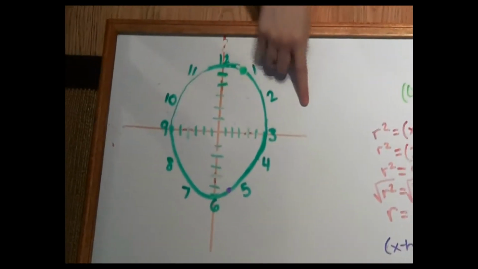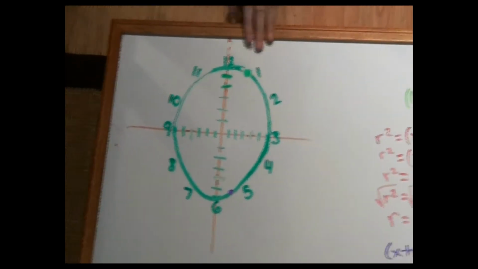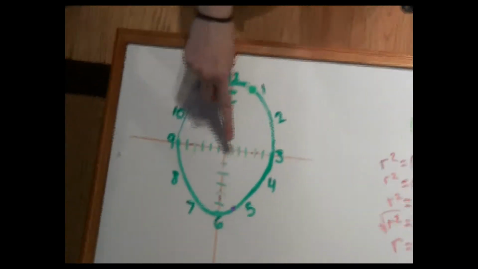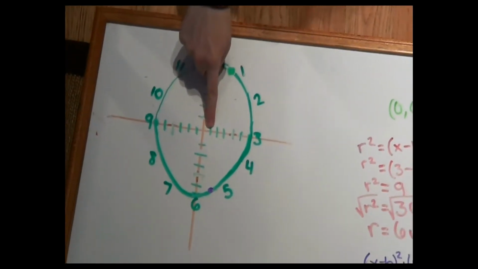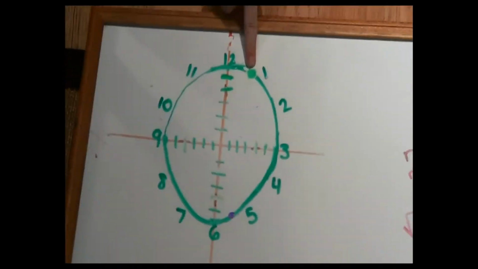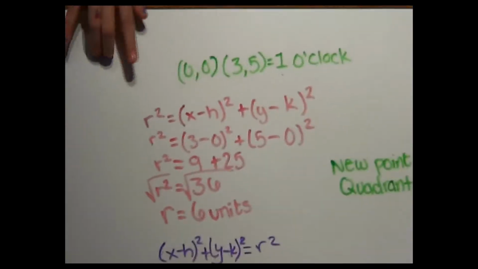So, we've drawn a clock on a coordinate plane, and our first point, we know that the vertex is at the origin, 0, 0, and then our second point is at 3, 5, which is graphed right there. So, moving from that, our first step is to find the radius.